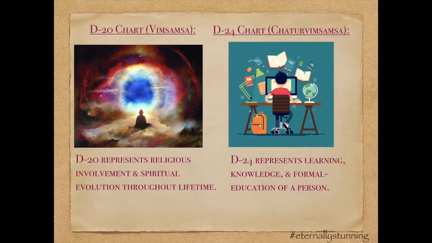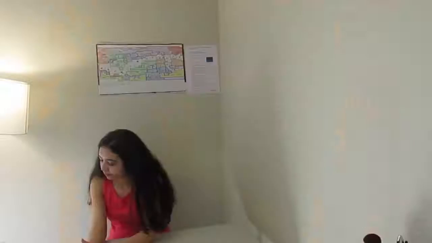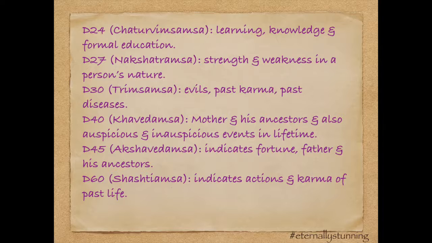This is the D20 chart, which is called Vishamsha chart. It shows your religious involvement and a person's spiritual evolution. The D24 chart is called Chaturvimshamsha. It indicates learning, knowledge, and formal education. D27 chart is called Nakshatramsha, which shows the strength and weakness inherent in a person's nature.